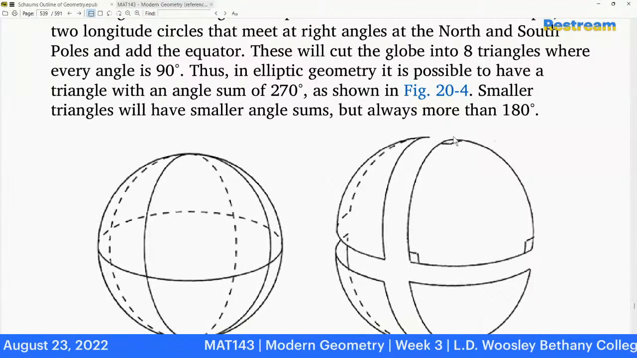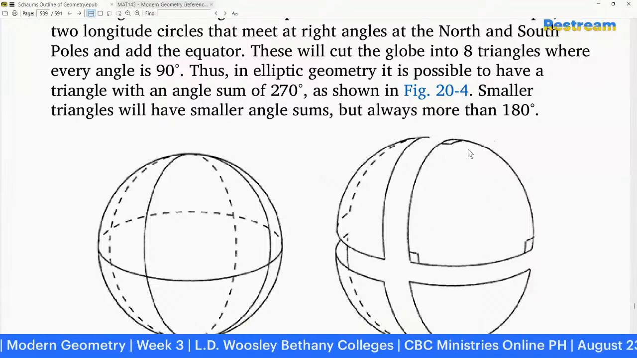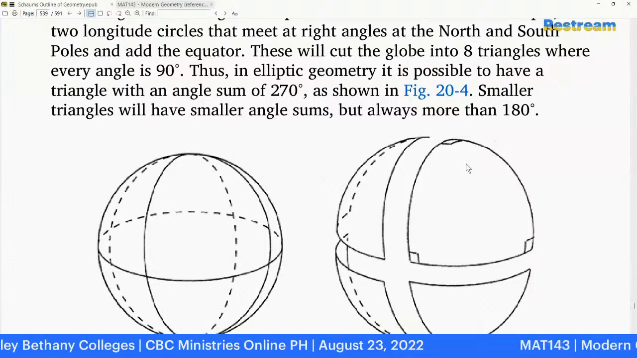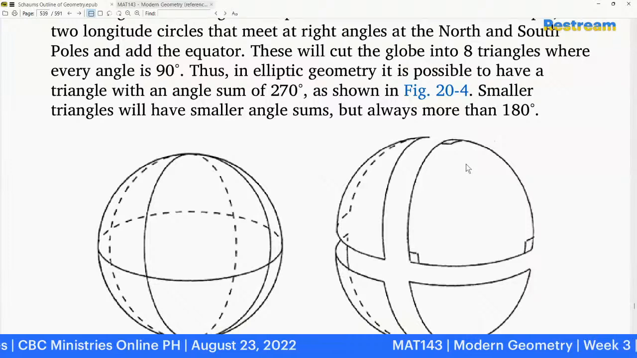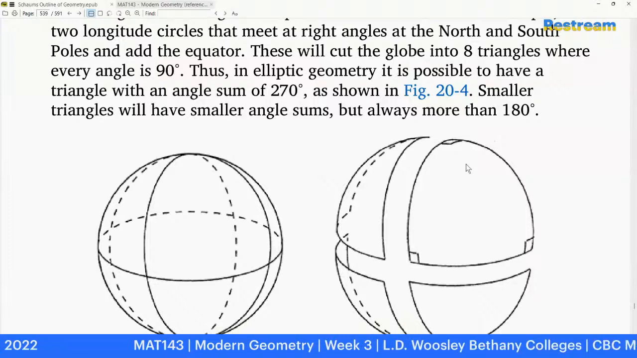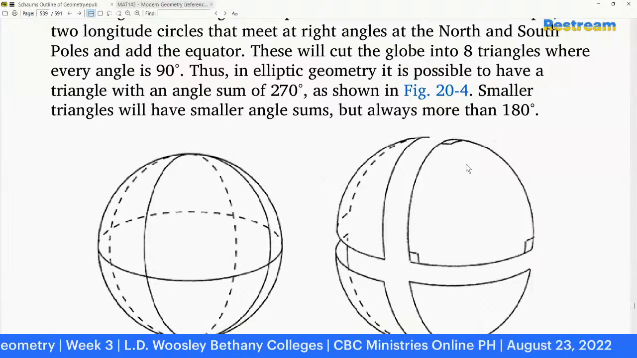Tingnan nyo, triangle siya, di ba? Pero 90, 90, 90. 270. Hindi siya 180, oh. Tingnan nyo, guys, yung triangle, spherical triangle. This is a spherical triangle. It's not a plane triangle. It's a spherical triangle, and whose interior angle, the sum of which is 270 degrees. Ayan. Yes, so ba, guys?